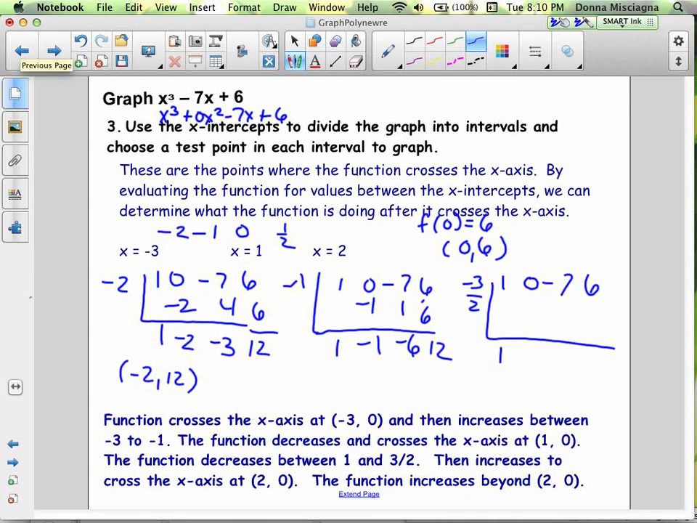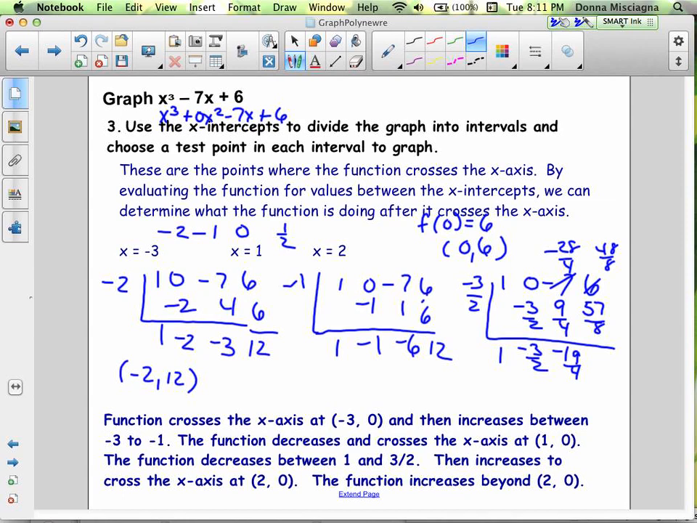1 times negative 3 halves is going to be negative 3 halves. Add, you get negative 3 halves. Multiply, you get positive 9 fourths. Negative 7 is negative 28 fourths. Right? 7 times as much. And add those together, you're going to get negative 19 fourths. Multiply, you're going to get, right, so 3 times 19 is going to be 57, 57 eighths. So we're going to have positive 57 eighths, and 6 is 48 eighths.